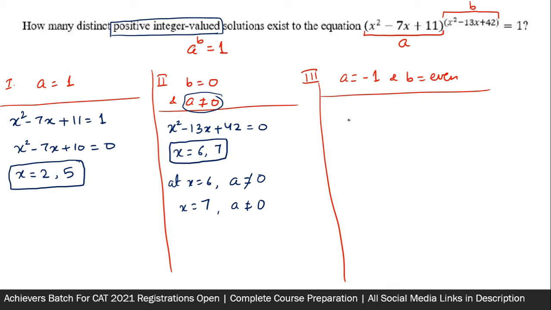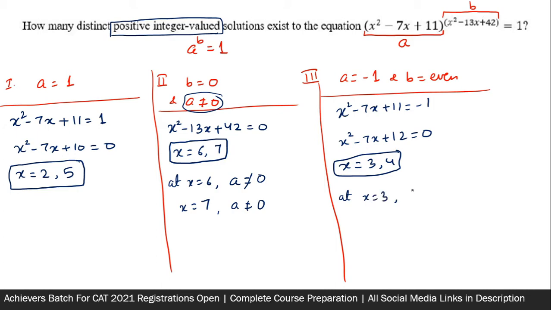Coming to the third case, I want A to be -1, and in that case necessarily B should be even. First, putting A equal to -1, that is x square minus 7x plus 11 to be equal to -1. That brings us to the situation that x square minus 7x plus 12 equal to 0. This also gets us x equal to 3 and 4, both positive integers, but we have to check by putting these values 3 and 4 in B. At x equal to 3, what is the value of B that we are getting? B is 12, that's even, so we approve of it.